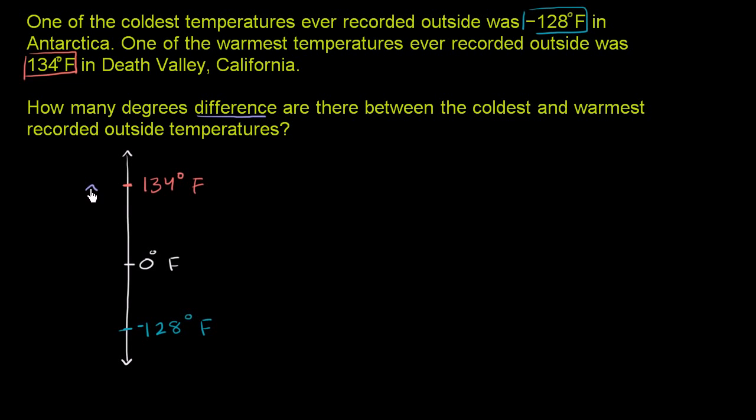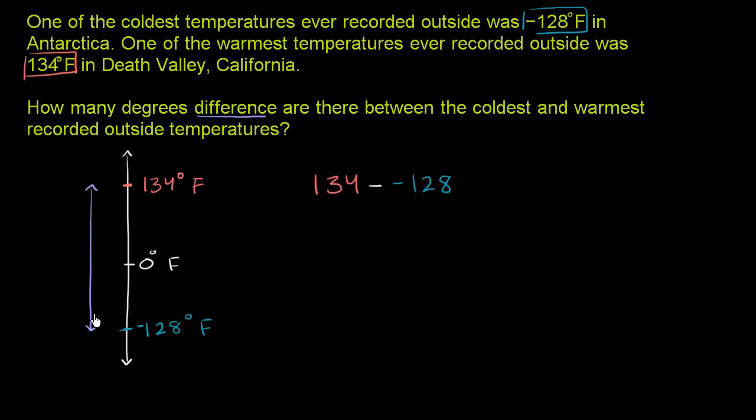they're essentially saying, well, what is this distance between the coldest and the warmest? Between the coldest and the warmest right over here. What is this distance? And there's a couple of ways you could think about it. You could say, hey, if I started at the coldest temperature and I wanted to go all the way up to the warmest, how much would I have to add? Or you could say, well, what's the difference between the coldest and the warmest? So you could take the larger number, so let's say 134, and from that you could subtract the smaller number, which is negative 128. So this is essentially saying what's the difference between these two numbers? It's going to be positive because we're subtracting the smaller one from the larger one. This is going to give you the exact same thing as this.